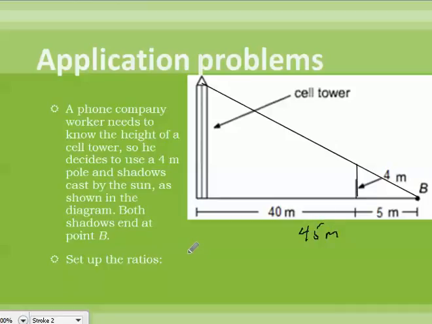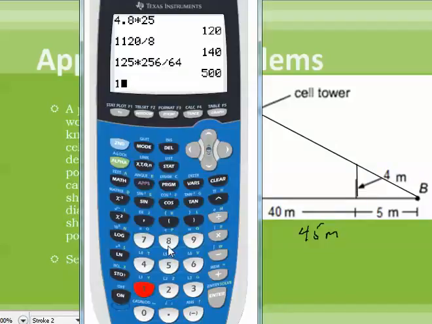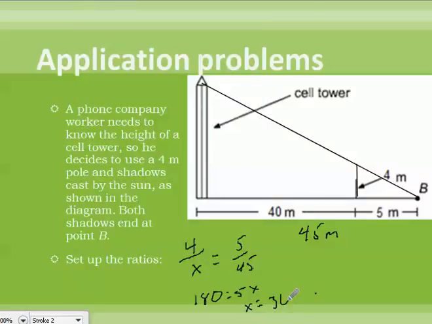So what are we going to have? We're going to have 4 over x, the height of the cell tower, is going to be equal to 5 over 45. Means and extremes. 160 and 20 is 180. I'll have 180 is equal to 5x, and x is equal to 180 divided by 5, which is 36. So this would be 36 meters high.